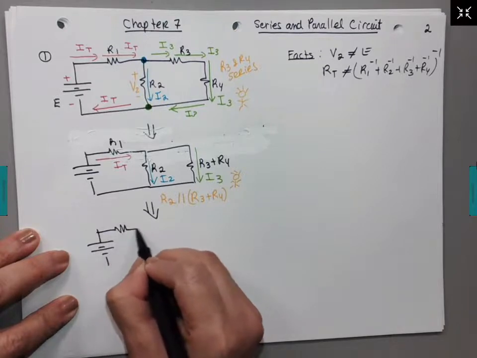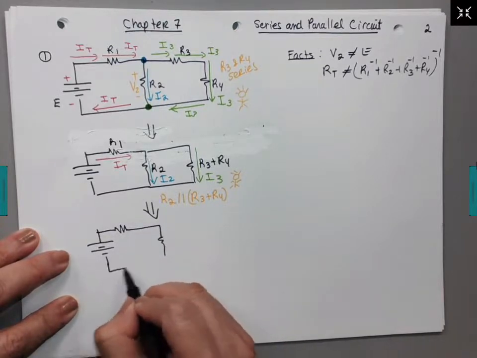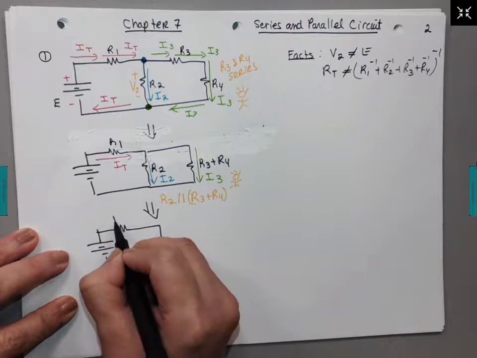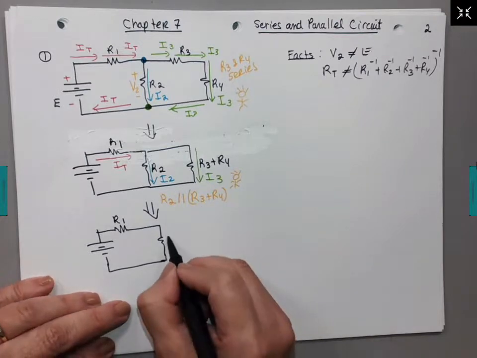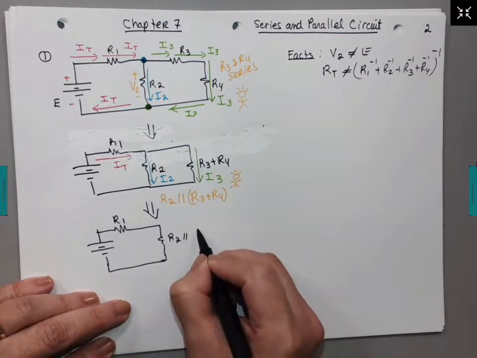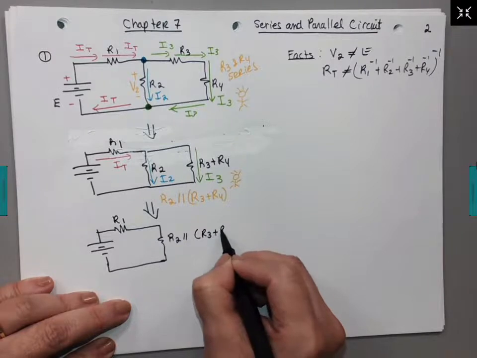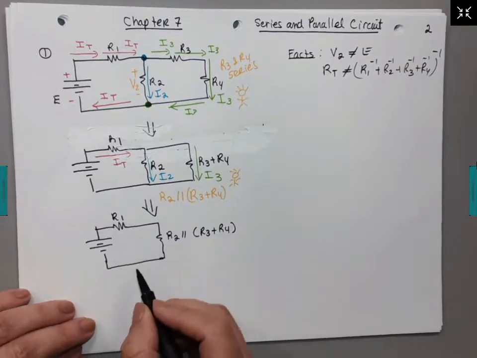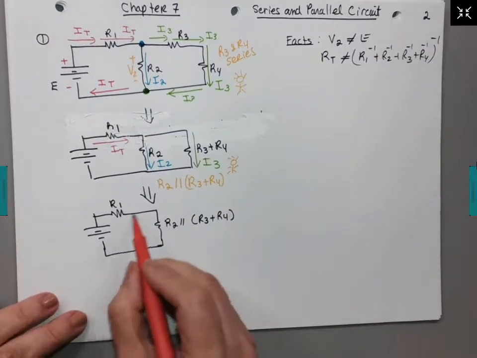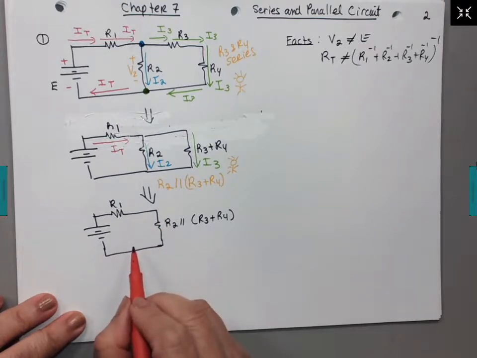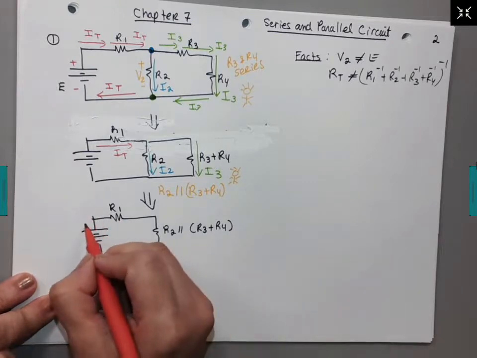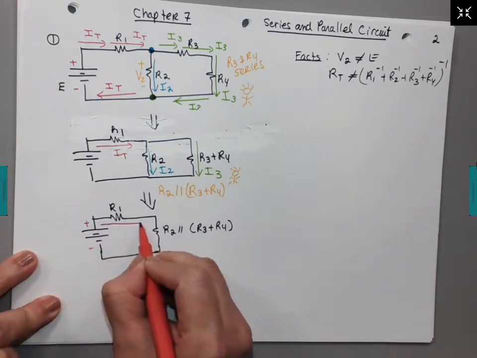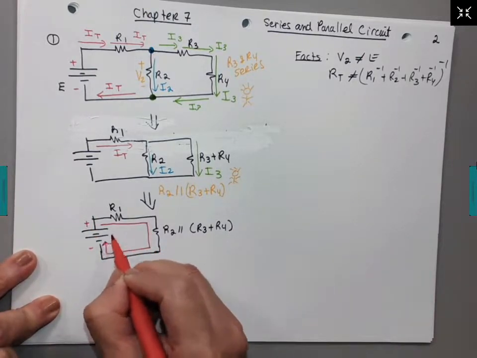When you first start, you might want to start doing this, but if you feel comfortable, you don't have to do it. So here we're going to do this. R2 is in parallel with the summation of R3 and R4, that they're in series. So what can you tell me here? He is a what circuit? It's a series circuit because he has the same current going through.